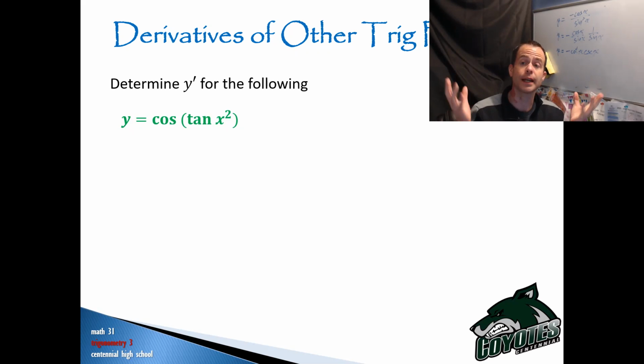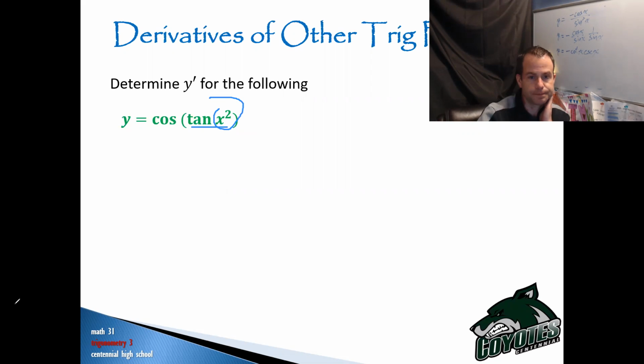First outside thing I see is cos of something. Well, the derivative of cos of something is negative sine of that something. So that's going to be negative sine of tan x squared. Then I have to start taking the derivative of the inside function, which is tan of something. The derivative of tan is secant squared. So that's going to be secant squared of x squared. Then I have to take the derivative of that inside function, which is x squared, and that'll be 2x.